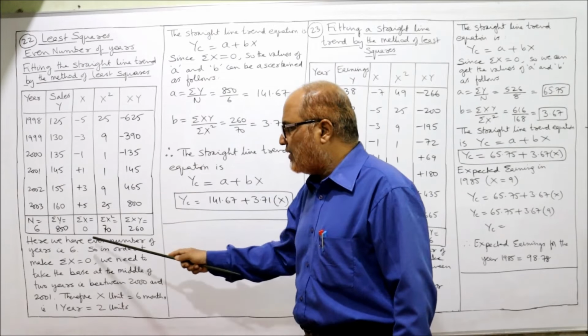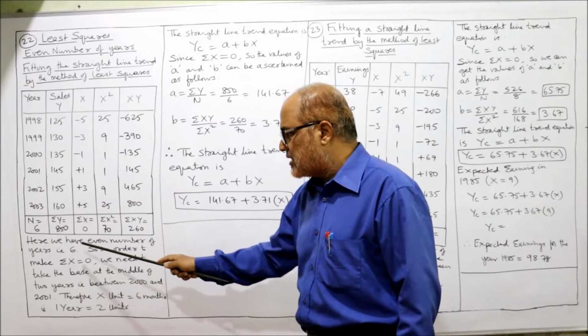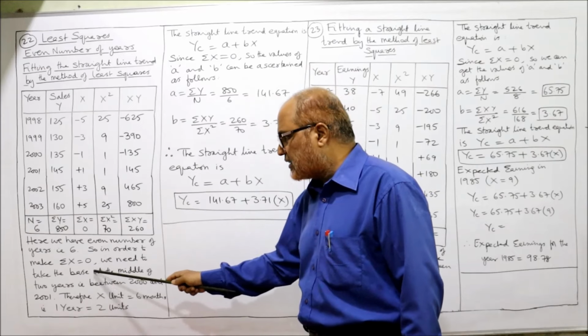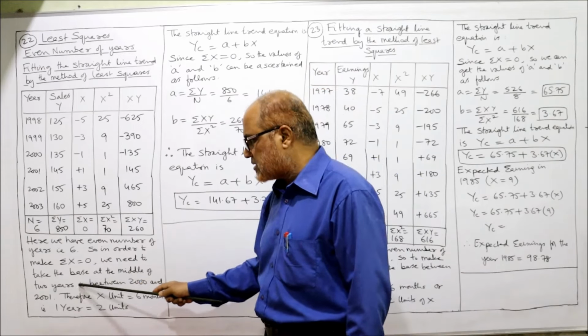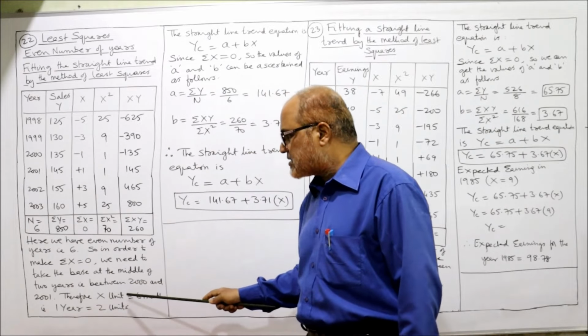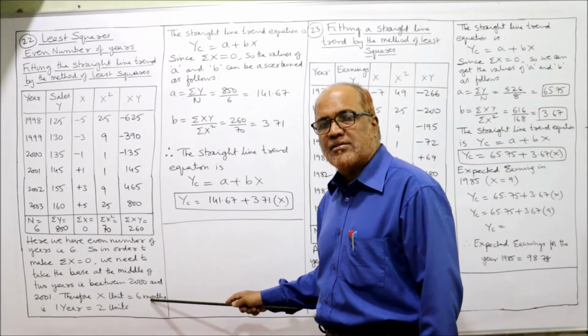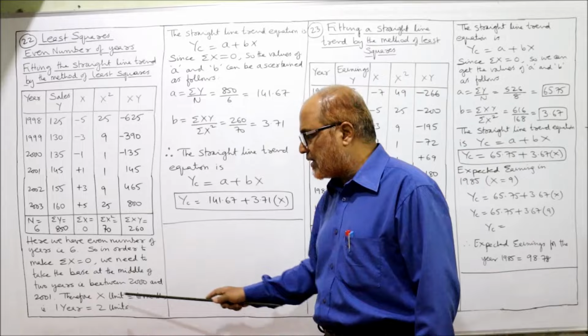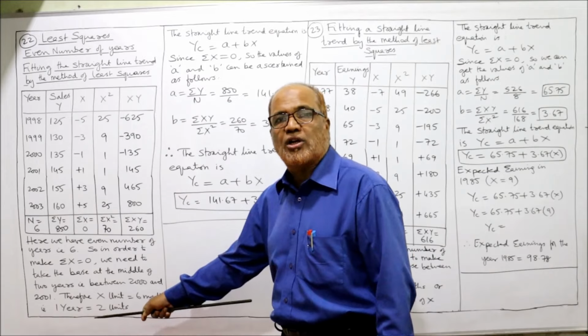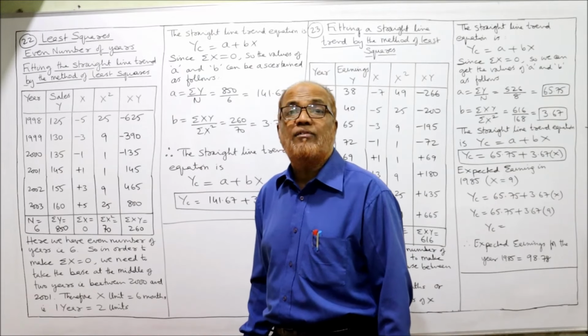Now here we have an even number of years, that is 6. So in order to make summation x equal to 0, we need to take the base at the middle of 2 years, that is between 2000 and 2001. Therefore, x unit is equal to 6 months, or 1 year is equal to 2 units. That's only an explanation when the number of years is even.